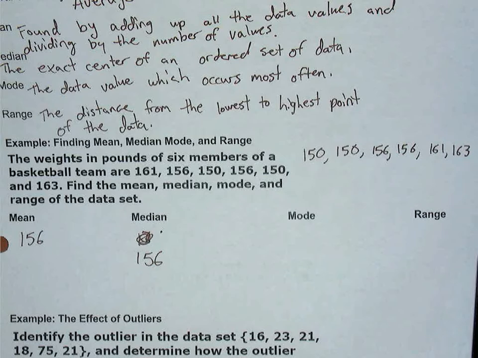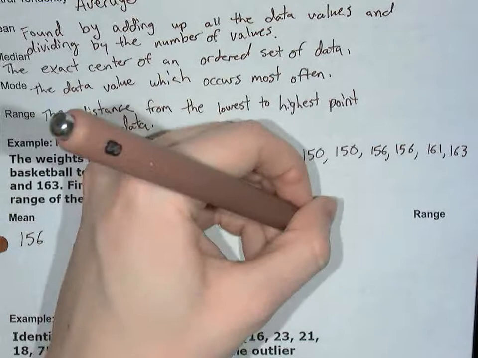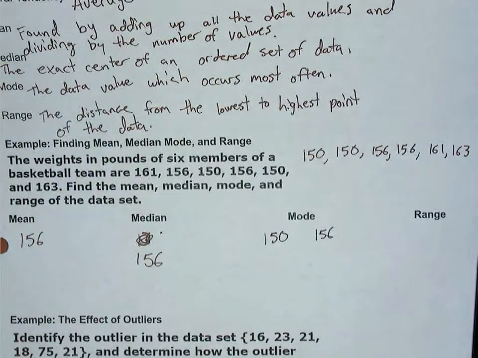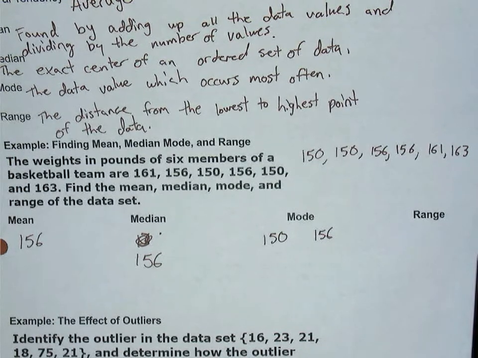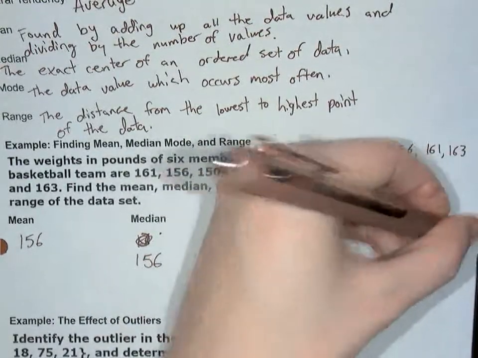And then finally our mode. Our mode is the data value that occurs the most often. So we've got 150, 150, that happens twice. 156 also happens twice. We have two modes. We have 150 and 156. And that's okay. You can have two modes. You can also have no mode. Alright, the next one is the range. This is super easy. This is where we just say it's 150 to 163. So 150 to 163, and that's all we have to do there.